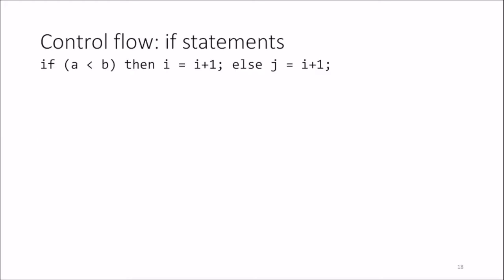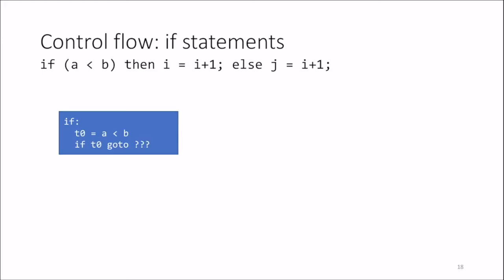Let's look at a simple if statement first. In this if statement, it checks the condition a less than b, and then increments i, or it assigns i plus 1 to a variable j. So we start off with the first basic block, which contains the evaluation of the Boolean expression for the condition. The conditional branch happens here. If t0 is true, we want to go to some location. We don't know where that location is yet, so I'm going to put question marks there. So we know that there is an if true part and there is an else part over here.